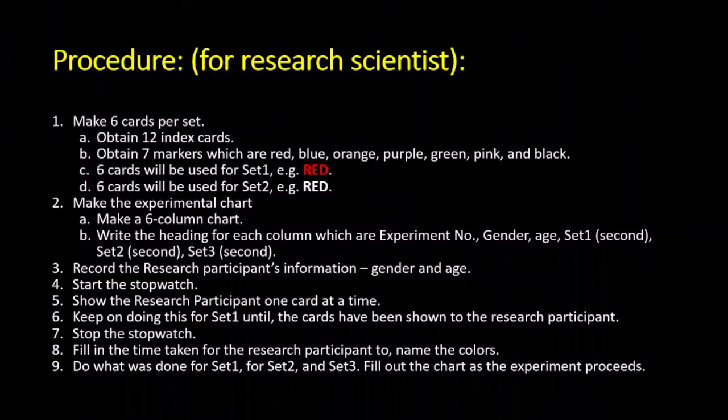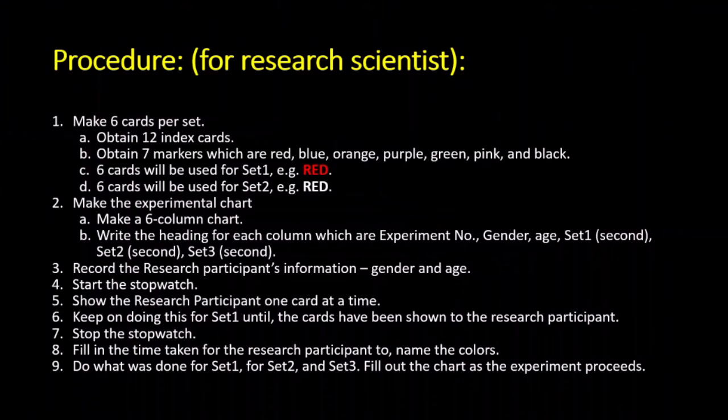To conduct the test, start the stopwatch. Show the research participant 1 card at a time. Keep on doing this for set 1 until all the cards have been shown to the research participant. Stop the stopwatch or record the time if you are not using the stopwatch. Fill in the time taken for the research participant to name the color. Do what was done for set 1 for set 2 and set 3. Fill out the chart as the experiment proceeds.